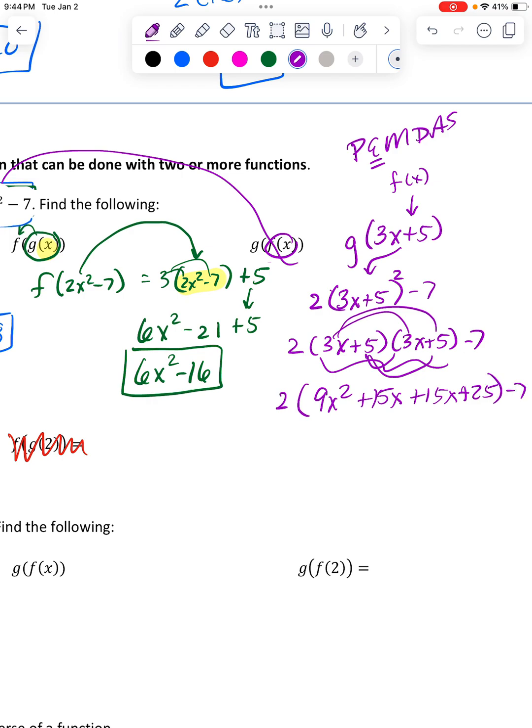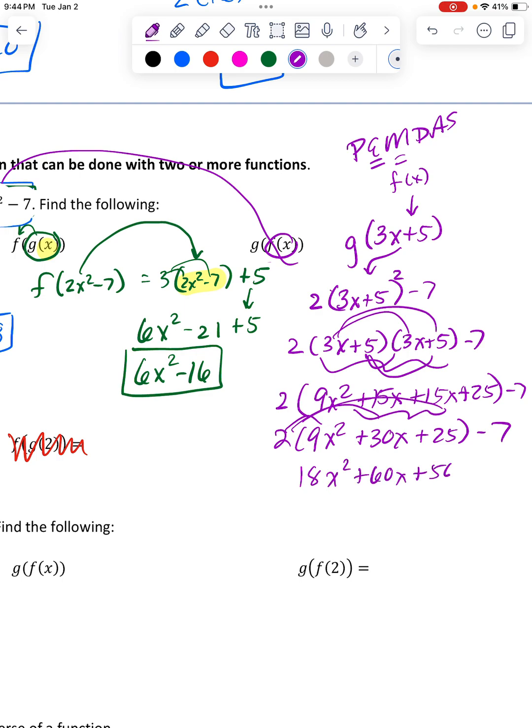minus 7. So if I combine these, I'm just doing the FOIL work, honestly. Then after I've done that, I'm going to do my multiplying, which means distributing this 2. So now I have 18x squared plus 60x plus 50 minus 7. There are no other x squareds and there are no other x's, but 50 minus 7 can just become a 43. So that one has more math, which is kind of tricky, but it is math we have done.